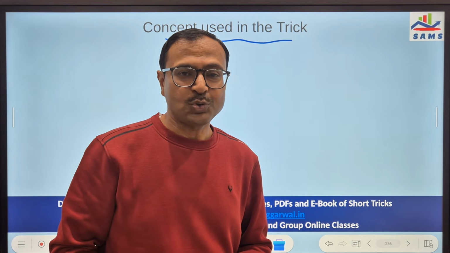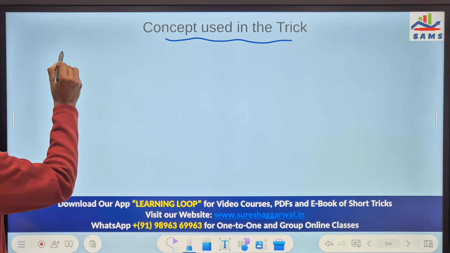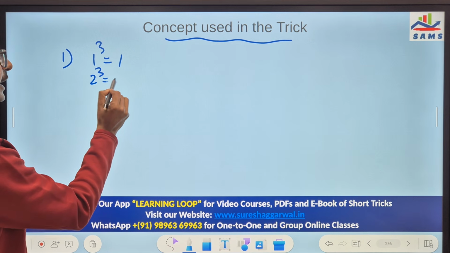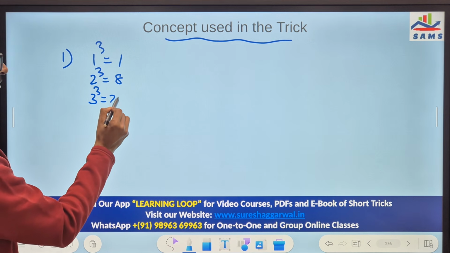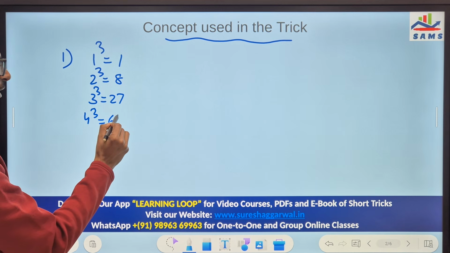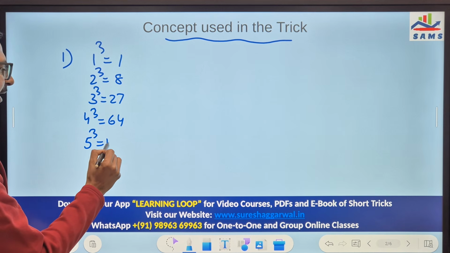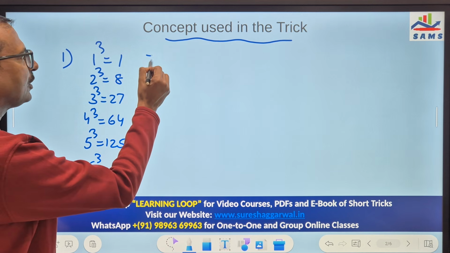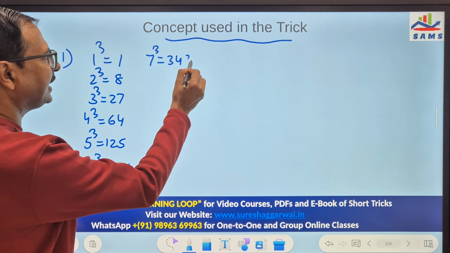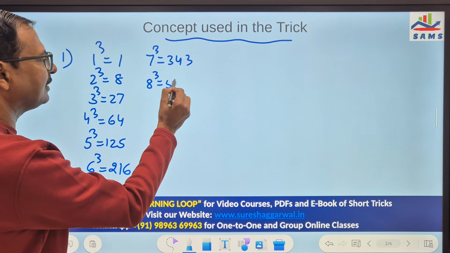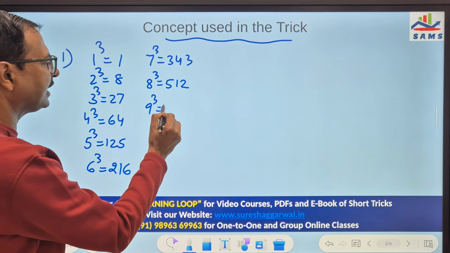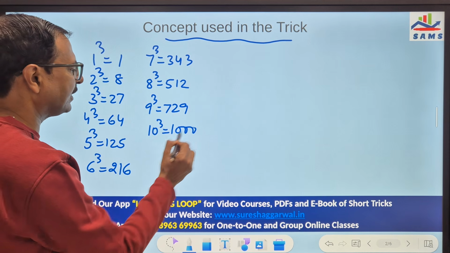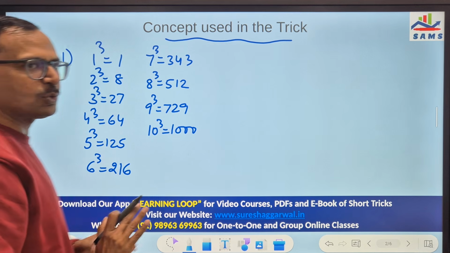What are the various things you should know? The first thing is the cubes up to 10. So 1 cube 1, 2 cube 8, 3 cube 27, 4 cube 64, 5 cube 125, 6 cube 216, then 7 cube 343, then 8 cube 512, and 9 cube 729. 10 cube, it doesn't matter, this is the easiest one, 1000. So this is the first concept you should know.